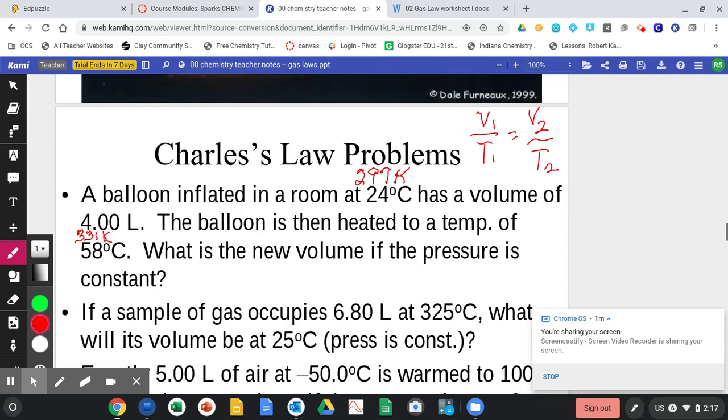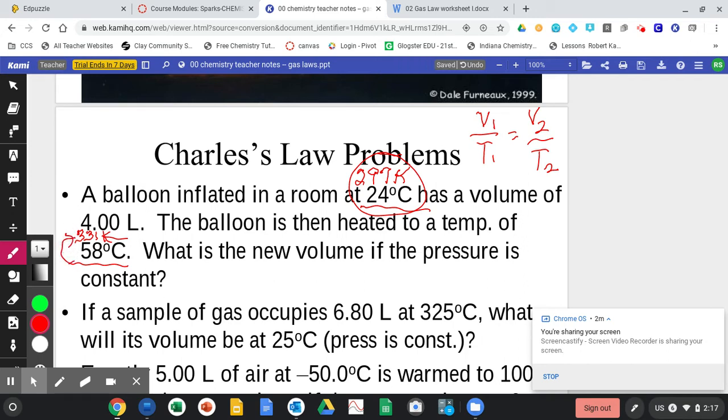Charles' law is V1 all over T1 equals V2 all over T2. I've already kind of started this problem. We have a balloon inflated in a room at 24 degrees Celsius and has a volume of 4 liters. So those would be my ones. Notice I've already changed my Celsius to Kelvin by adding 273. So I took 24 plus 273 to get 297. I took the 58 degrees Celsius, added 273 to get 331.